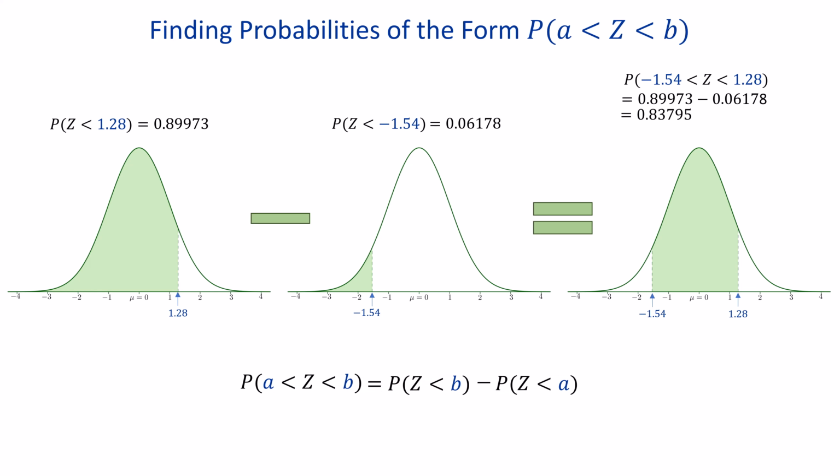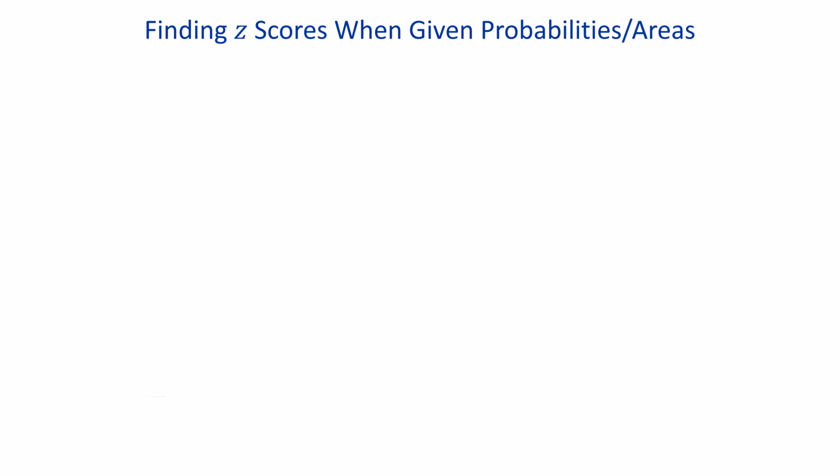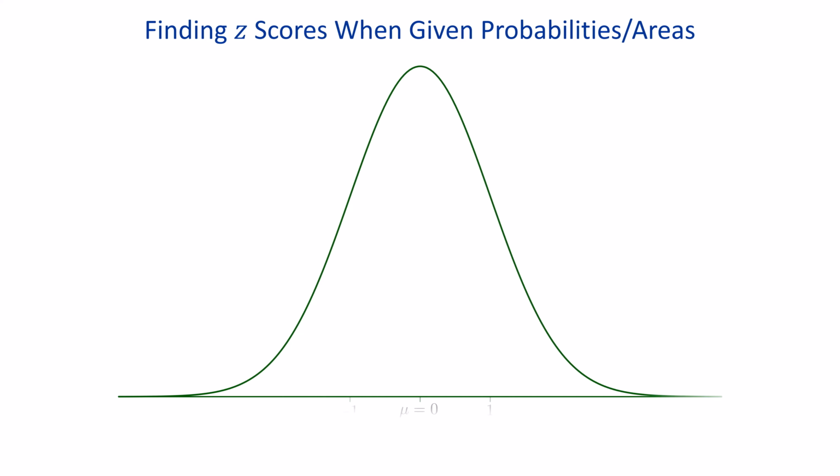In the previous cases, we looked up probabilities based on given z-scores. Now we're interested in finding z-scores when given probabilities, or area under the standard normal density function. Let's look at an example. Suppose that the area to the left of an unknown z-score is 0.90. Our job is to find the z-score associated with this area.